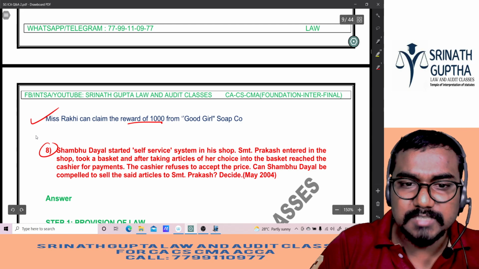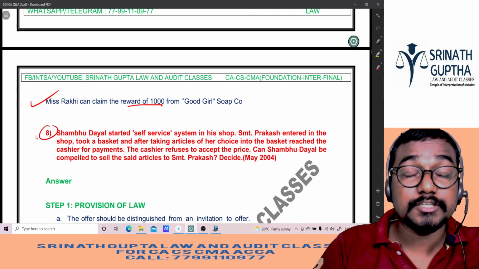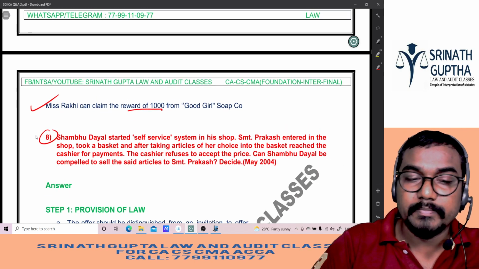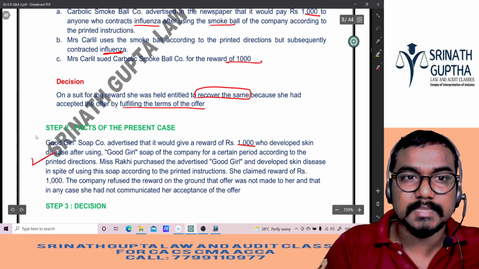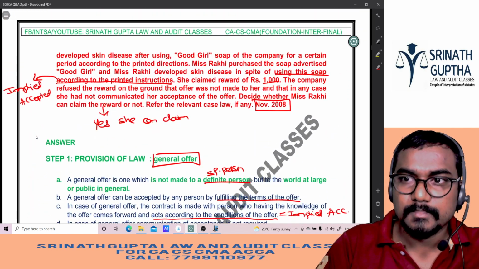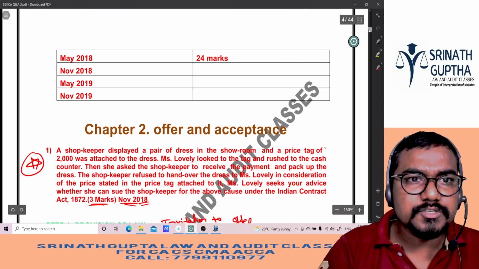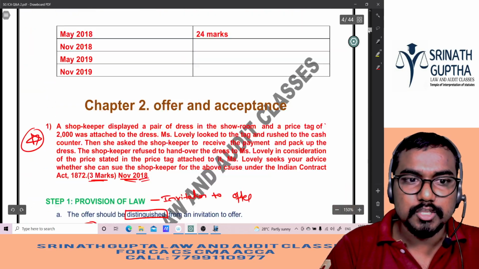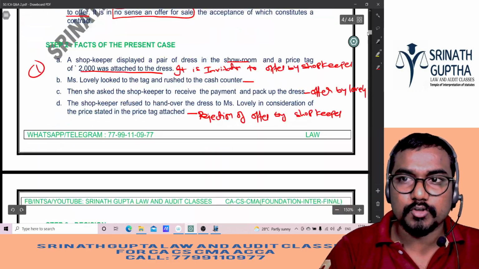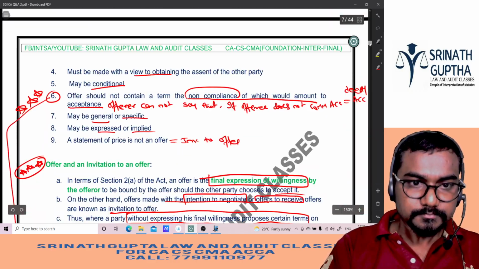Eighth question, self-service system. Same. Invitation to offer. We have seen the first question, beta, that one, display of the dress in the shop. The same question. The eighth question and the first question are the same. Questions will repeat, beta. The shopkeeper displayed, the same questions, in the 7th and 8th question also.